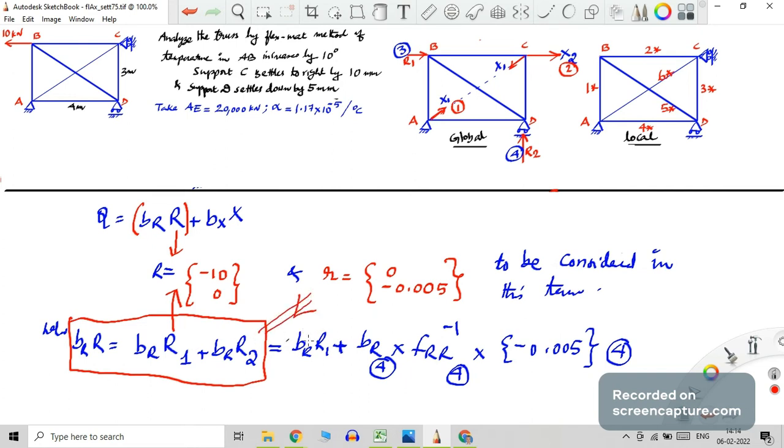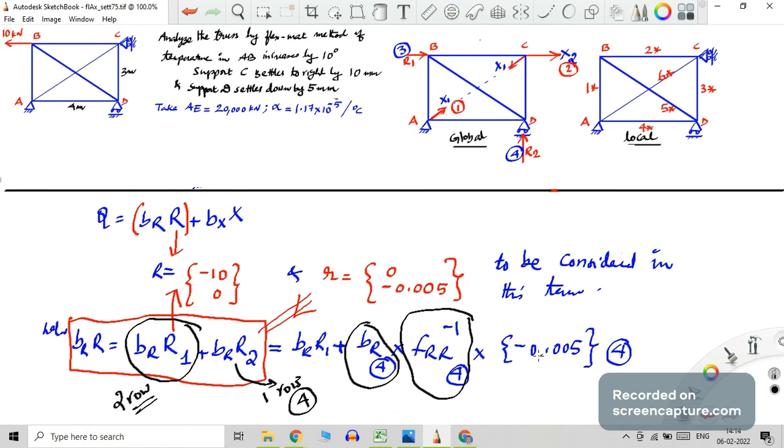So this one is a two row multiplication as in the previous problem, but this has to be careful. One row multiplication only has to be done in coordinate number 4. That is why I have written BR of 4, FRR inverse of 4, and this small r is modified by two elements, 0 minus 0.005 to simply 0.005. So that is a point again to be careful.